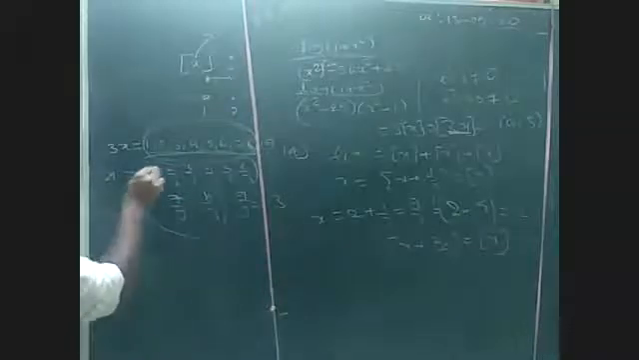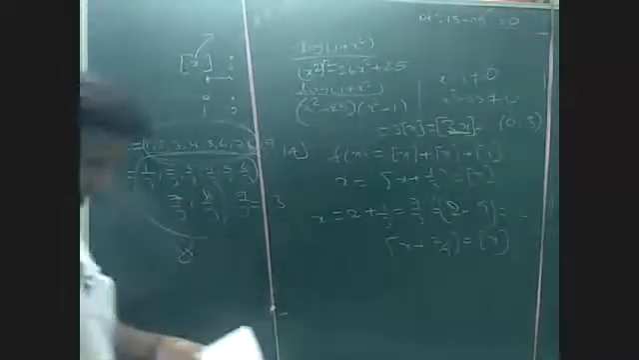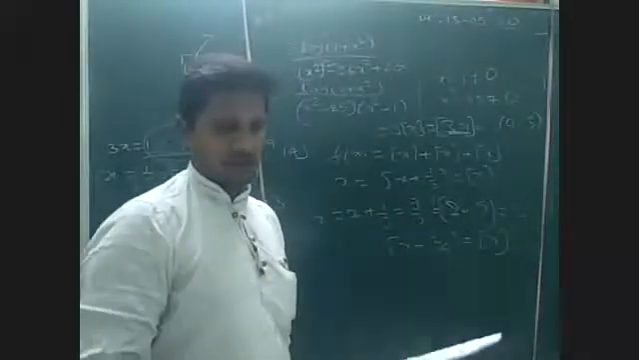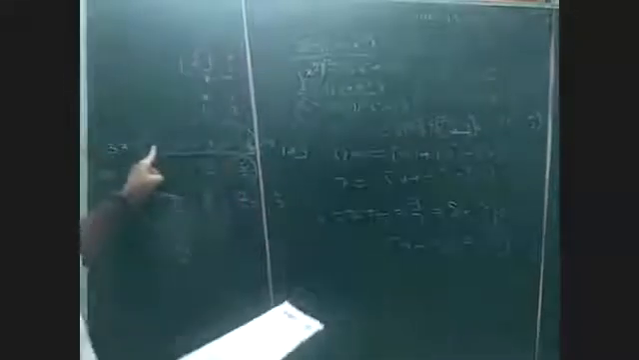How many values are there? 1, 2, 3, up to 8. So the answer is 8. Third option, because it is continuous at every integer.